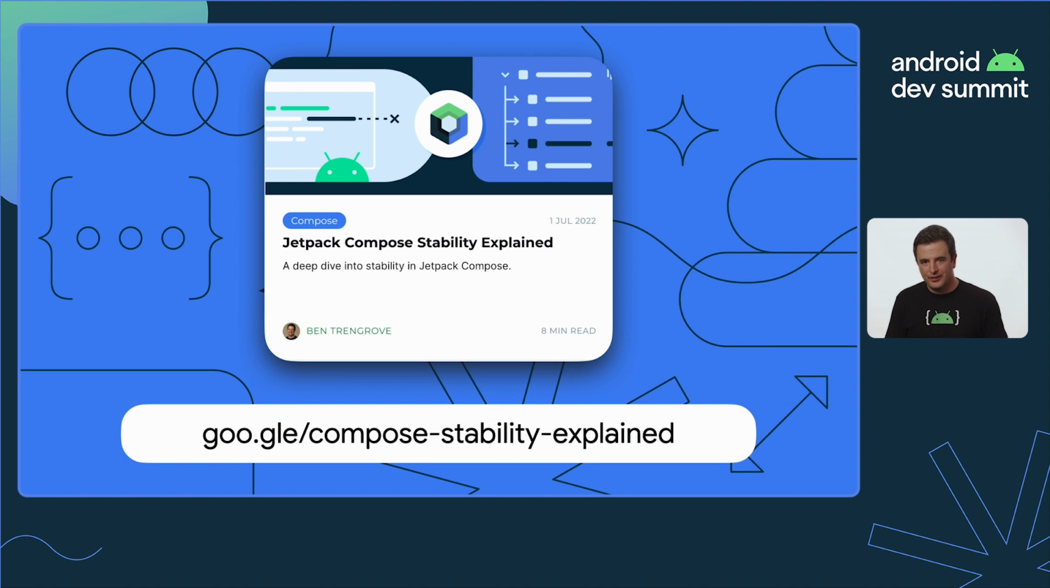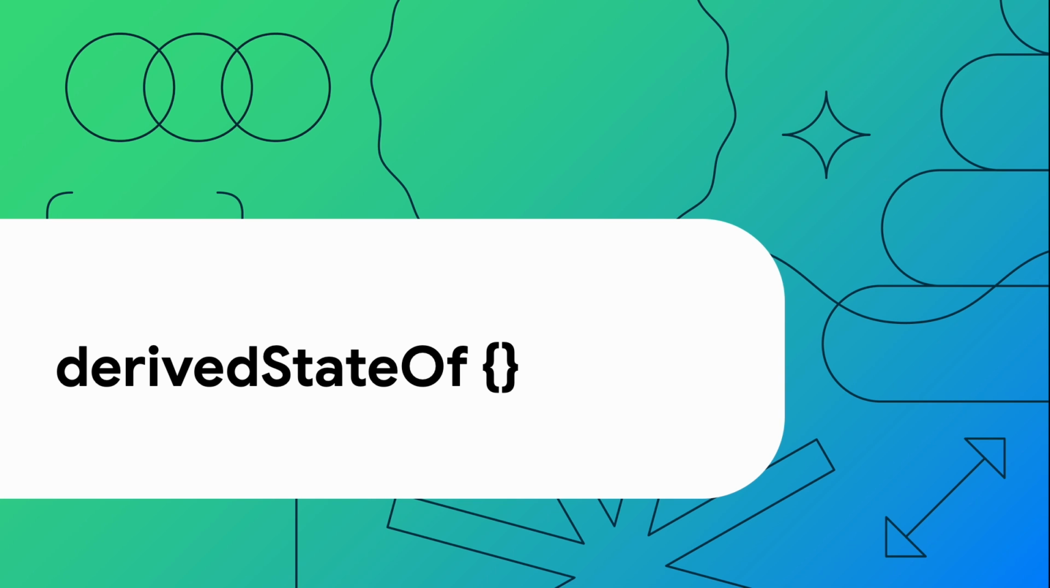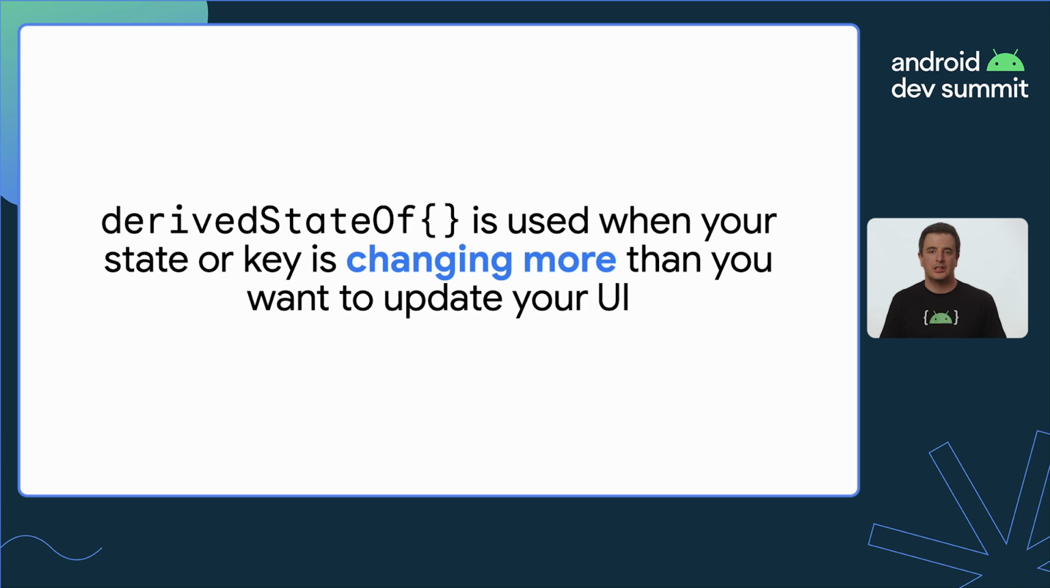This topic is nuanced and quite detailed. For more information about stability, including how to enable the Compose compiler reports, see the Jetpack Compose Stability Explained blog post. Let's now have a look at derivedStateOf. A really common question we see is where and when is the correct place to use this API.